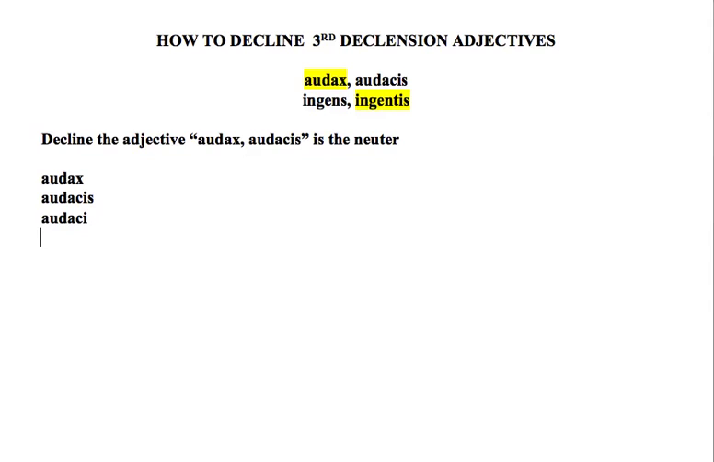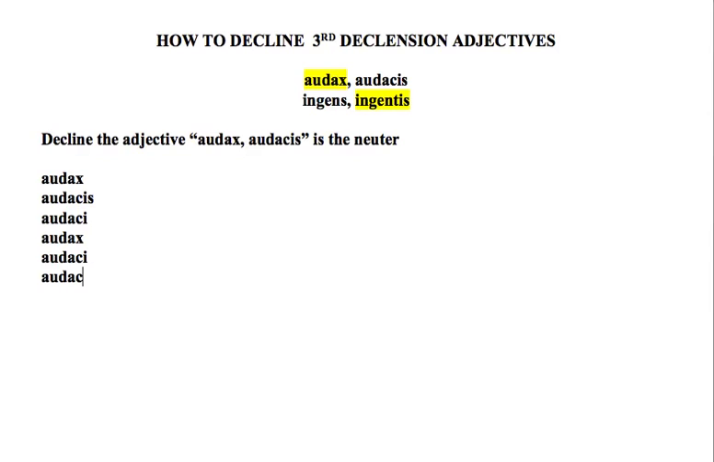I'm asked to decline this in the neuter, and the neuter law says that the accusative singular should look the same as the nominative singular. So that's audax. I'm next going to add an ending for the ablative singular, which means I have to go back to using the base, and I add the letter I.